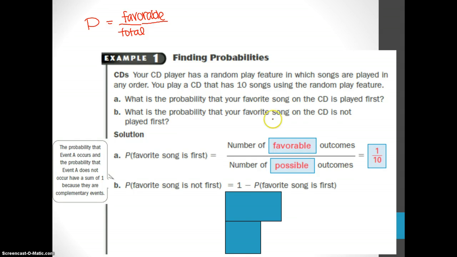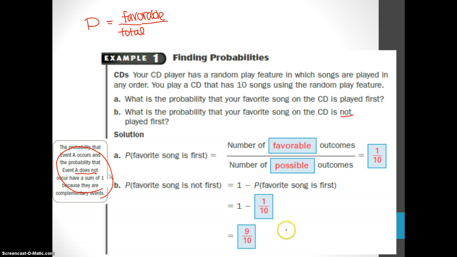What is the probability that your favorite song on the CD is not played first? Well, to figure that out, we take 1 minus the probability of your favorite song being played first. You can see that the probability that event A occurs and the probability that event A does not occur have a sum of 1. That's why we can take 1 minus to get the probability of it not occurring. So 1 minus 1/10 is 9/10.